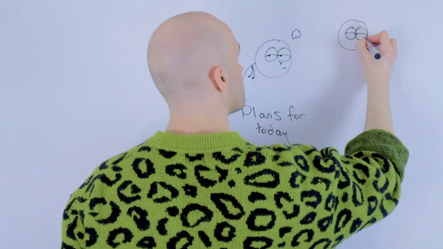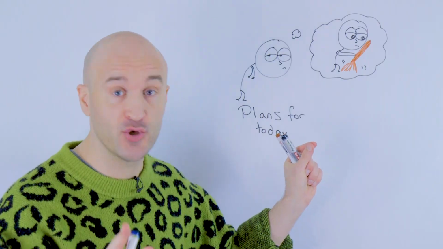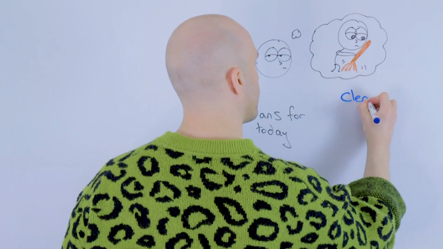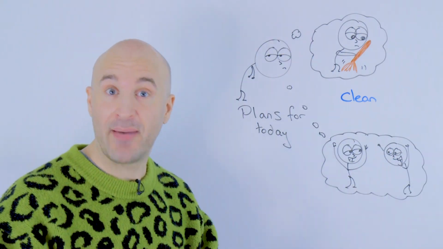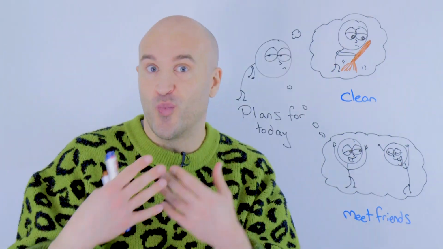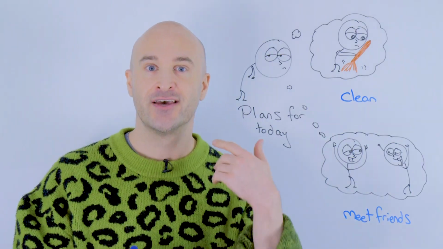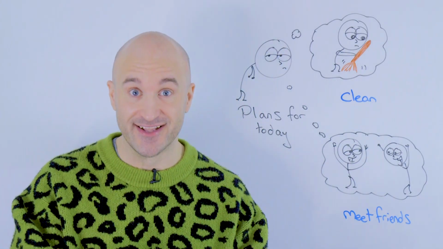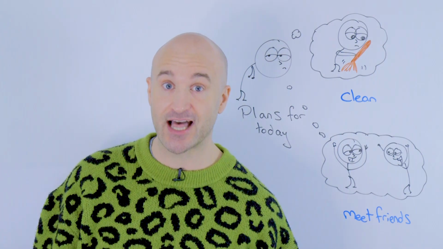As always, we start with an example. So, you wake up and you think, today, what is my plan? Maybe you plan to clean. Or maybe you plan to meet your friends. Which grammar do you use for future plans? Will. No, not will. Oh, be going to. Got it, exactly.